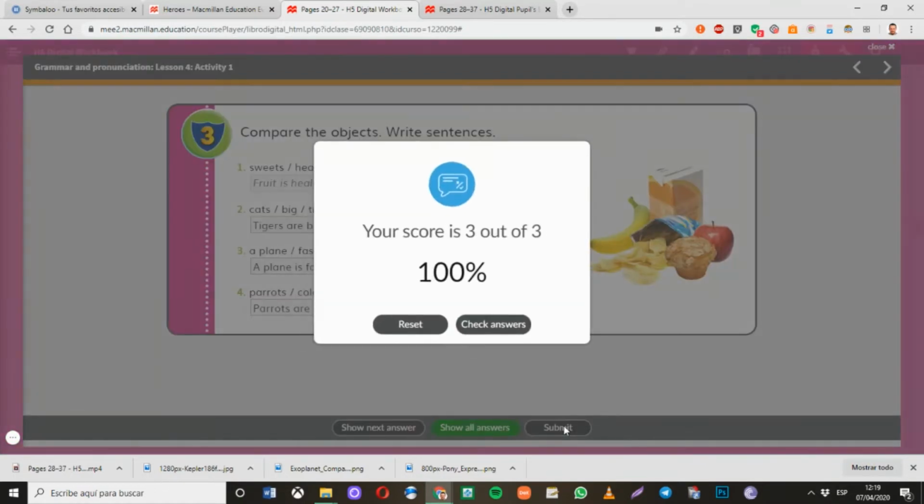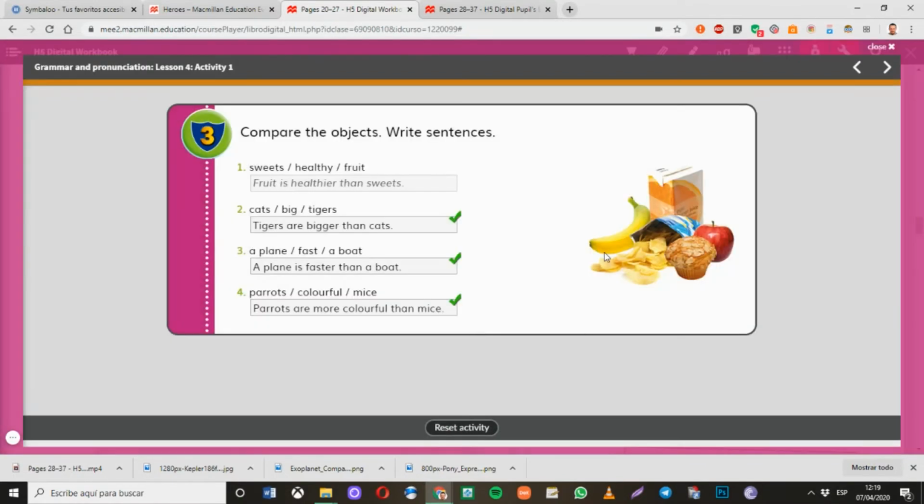Okay, yes, perfect. I hope your sentences are okay too. Okay, that's very easy. It's not difficult. It's very easy. Okay, so please check your workbook and let's move on.